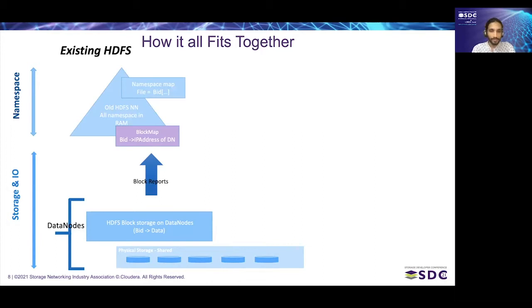The name node manages the namespace. It consists of a namespace map, which is a mapping from file to list of blocks. These blocks comprise the file data. And then there is a block map, which maps a block ID to a set of data nodes storing that block. If we look at the namespace map and block map, these are of the order of number of files and number of blocks in the cluster. A typical name node would face a lot of GC pressure beyond 300 million files. This is because the entire namespace of HDFS is kept in RAM.